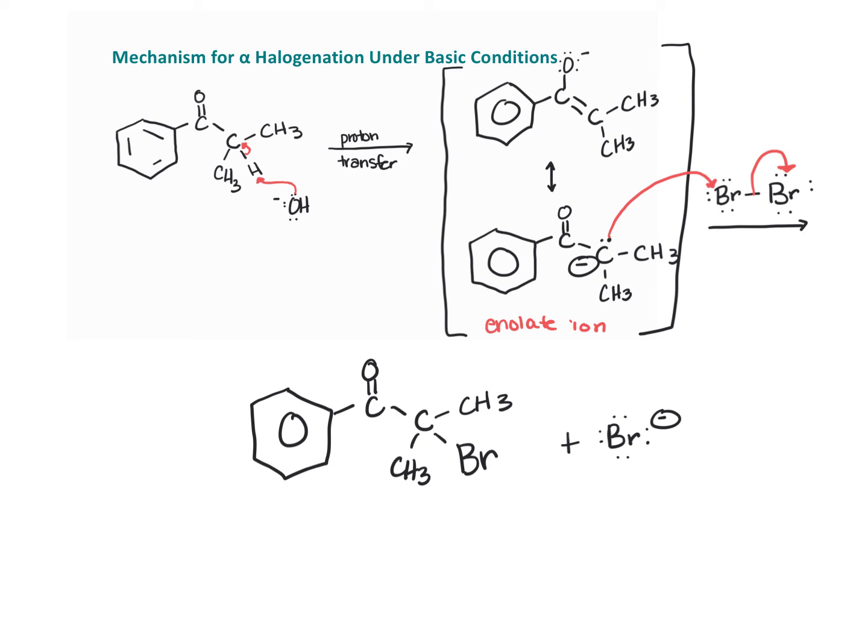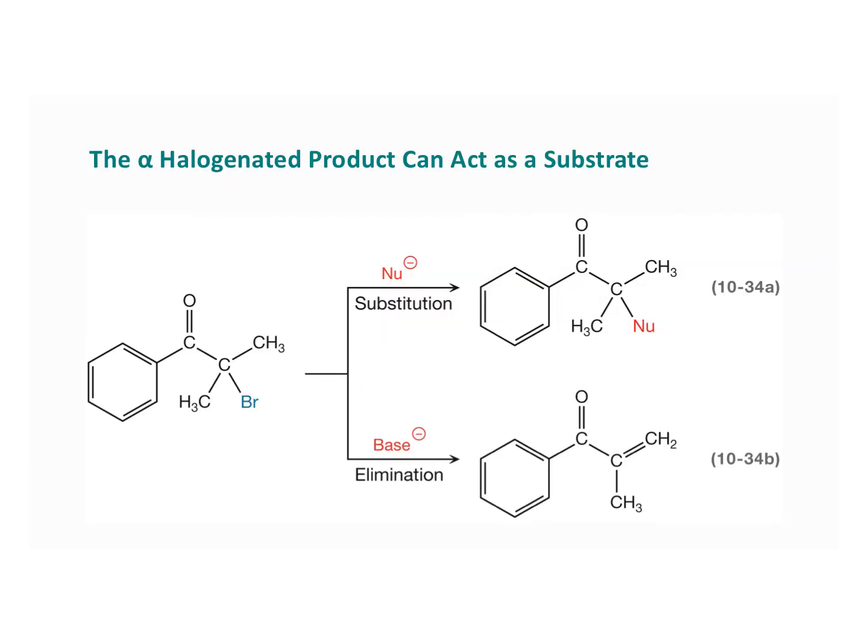And so, of course, then this can go on and react in other mechanisms, right? So, for example, here, with that leaving group on the alpha carbon, subsequent reactions become feasible that we could not have done before if that leaving group hadn't been present. So, for example, we call this the alpha halogenated product. It can act as a substrate in a substitution or elimination reaction, right?